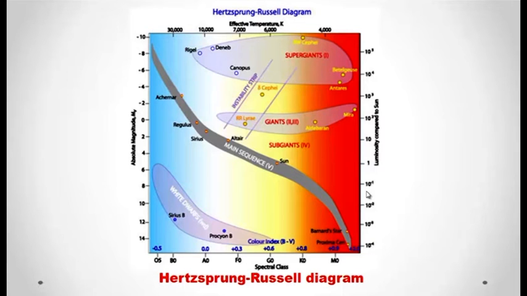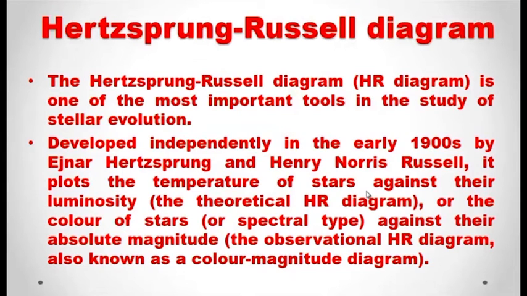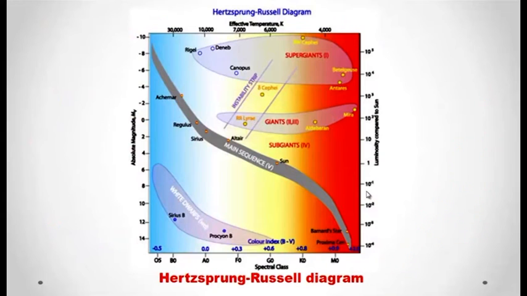So this Hertzsprung-Russell diagram is an important entity in astronomy to learn the life cycle of a star and the formation of the universe. One of the most important things is that it was developed independently in the early 1900s by Ejnar Hertzsprung and Henry Norris Russell, two scientists who joined together to form this diagram. It plots the temperature of stars against the luminosity. So here you can see temperature against luminosity.